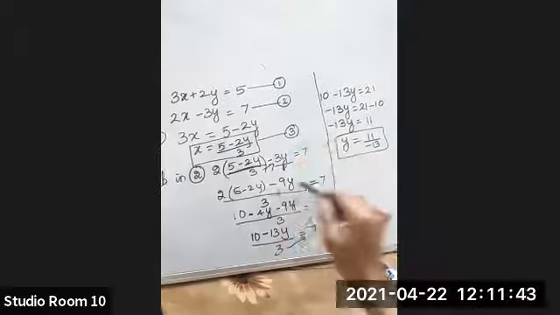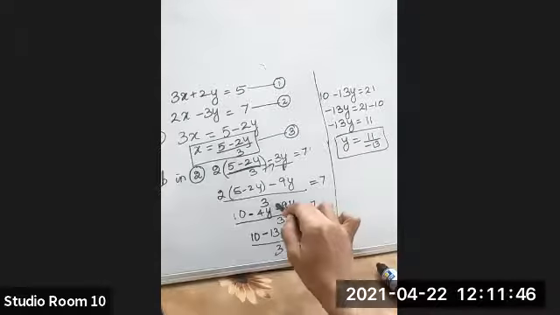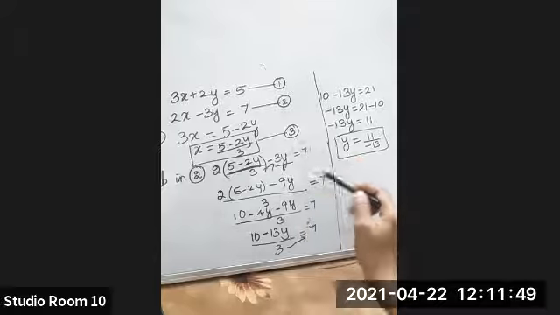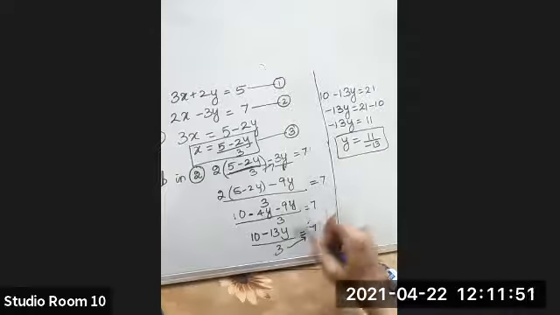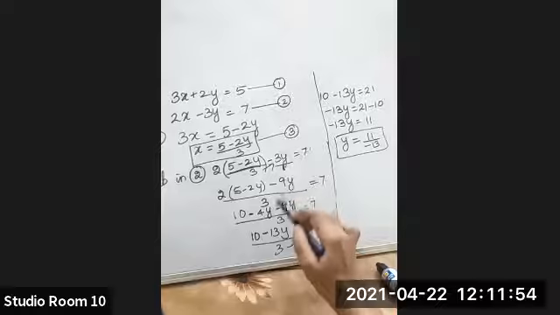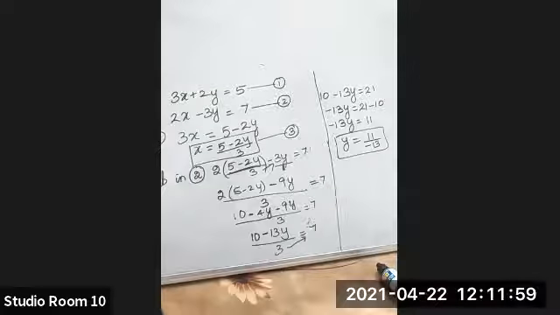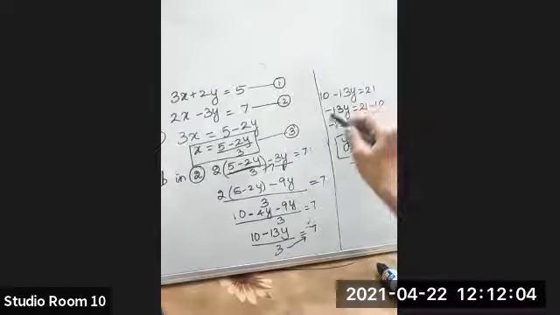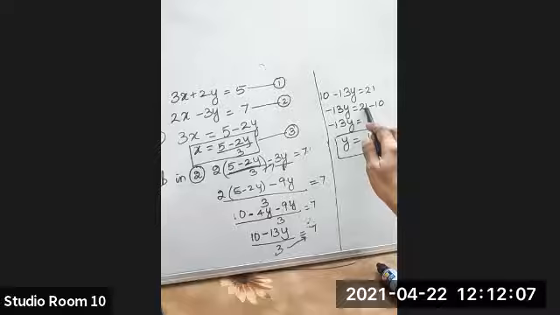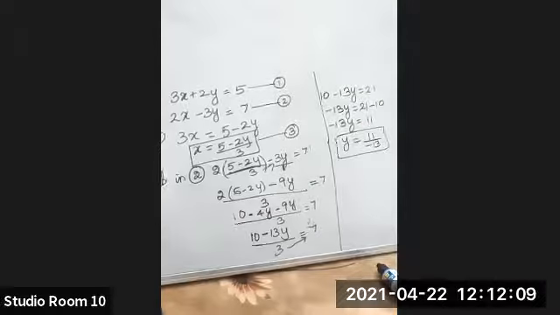Now by 3 means it is division, isn't it? If we take it to the other side, it will become multiplication. So when you multiply by 3, 7 3s are 21. And when we group the y terms, we get 10 minus 13y is equal to 21. Our aim is to find y. So minus 13y is equal to 21 minus 10. So negative 13y is equal to 11. Therefore, what is y? 11 by negative 13.